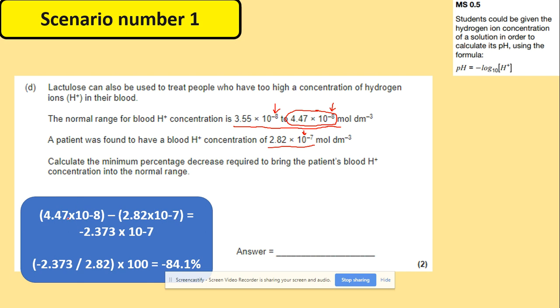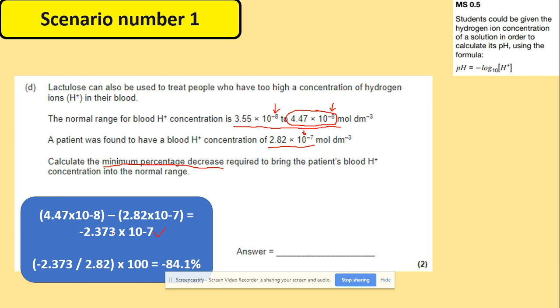So what we need to do is find the difference between those two values. So 4.47 times 10 to minus 8, take away 2.82, which is the concentration of the patient's ions, times 10 to minus 7. That will give you a negative answer of minus 2.373 times 10 to minus 7. But that's only one working out to work out the difference between those values. But what they want from you is the percentage decrease.